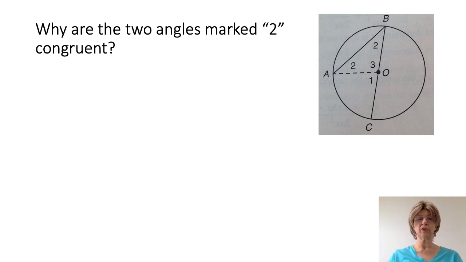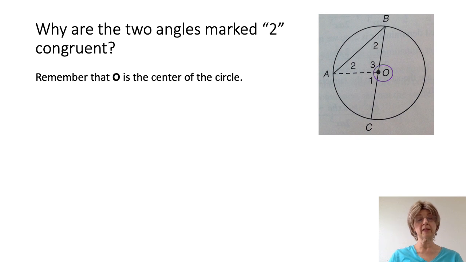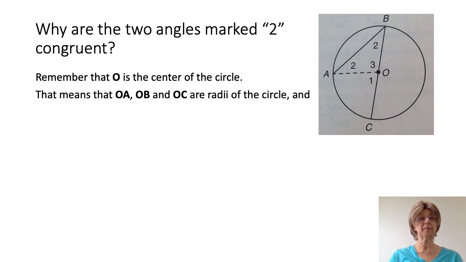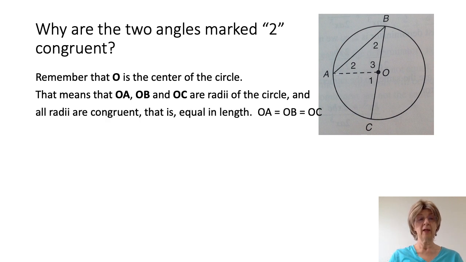Why are the two angles marked 2 congruent? Remember that O is the center of the circle. That means that OA, OB, and OC are radii of the circle, and all radii are congruent, that is, equal in length. OA equals OB equals OC.